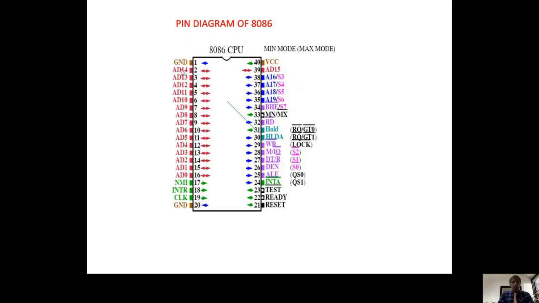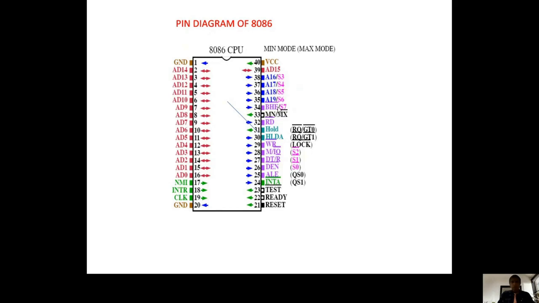So the first pin is ground. Then AD14, a multiplexed address and data pin, a combination of address and data. It's the 14th bit. Similarly, AD13 is multiplexed address and data, 13th bit. Like that, AD14 to AD0 are the multiplexed address and data lines. On the other side, the 39th pin is AD15. Then A16/S3, similarly A17/S4, like that A19/S6, and similarly BHE/S7.